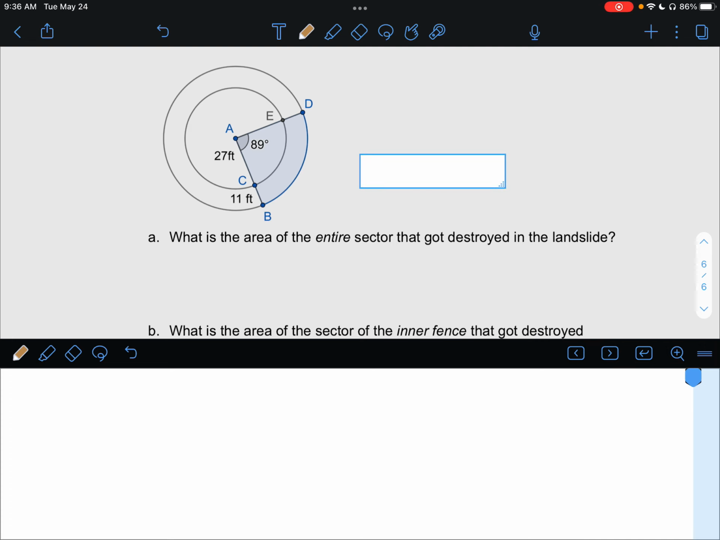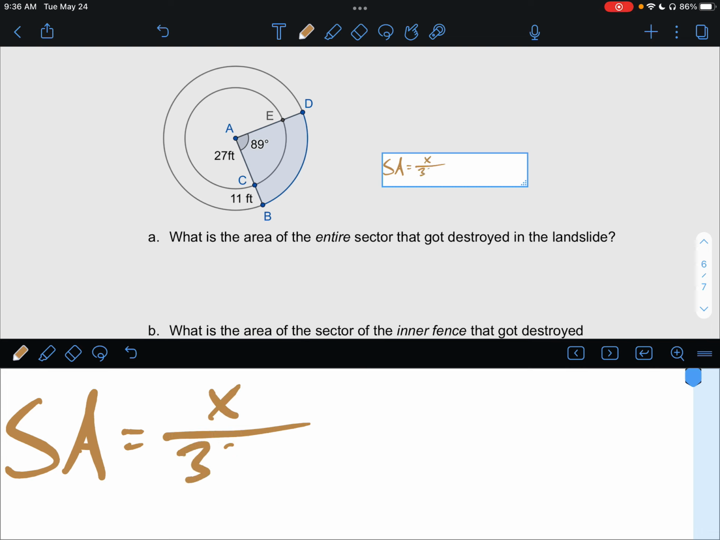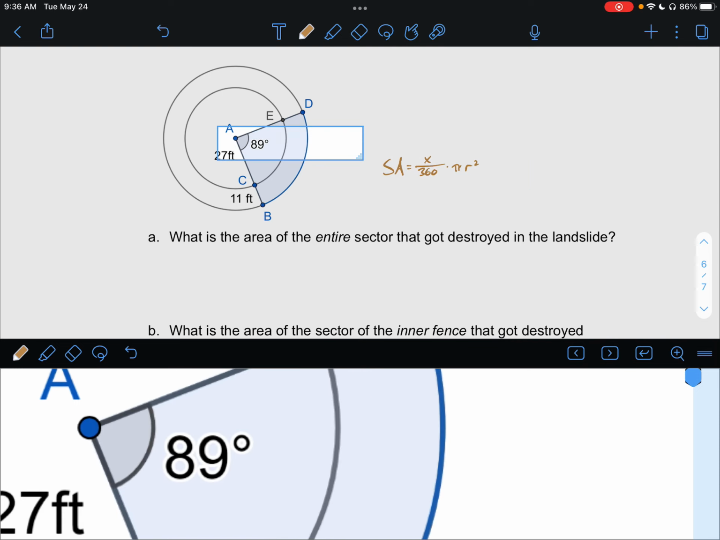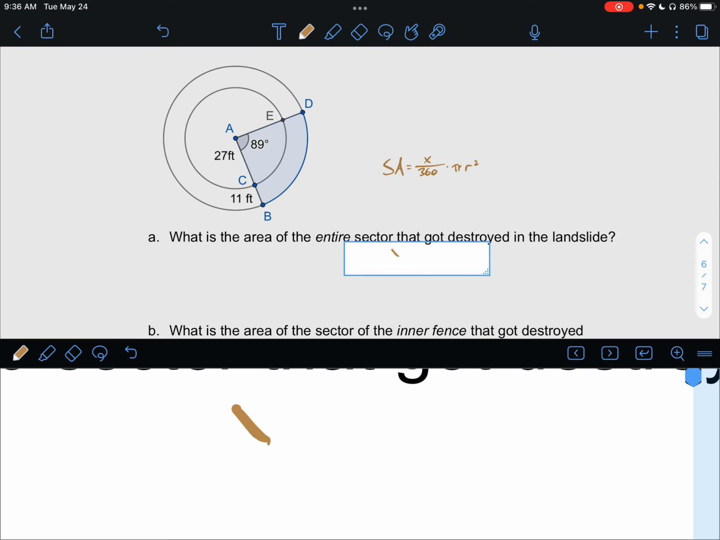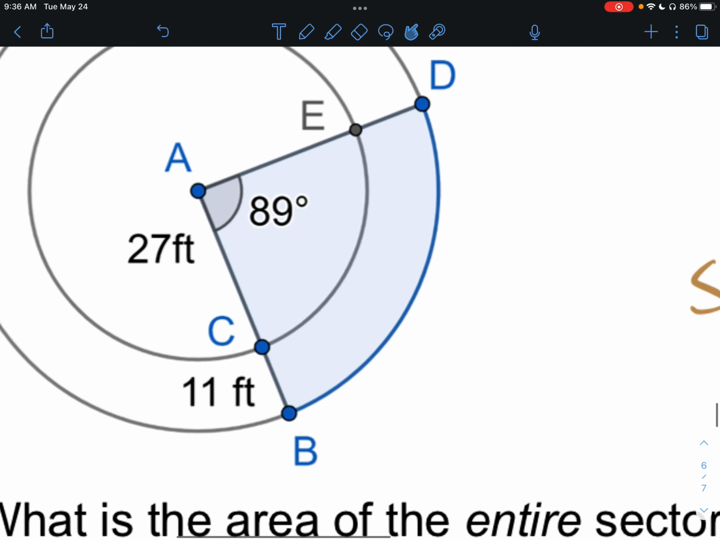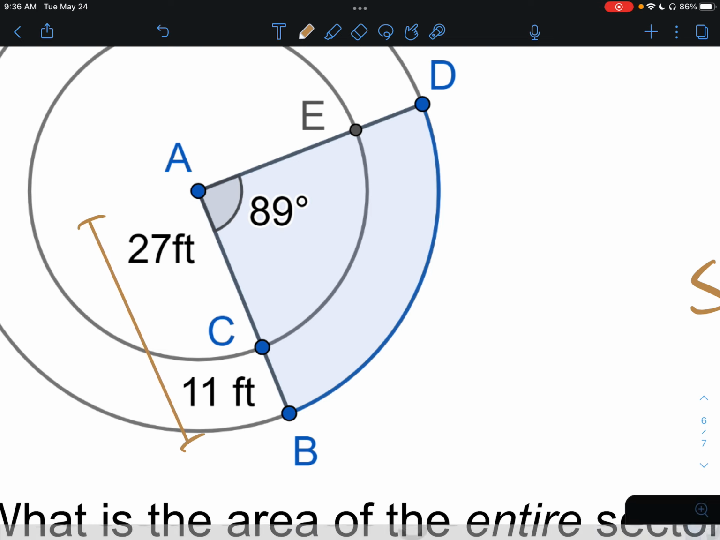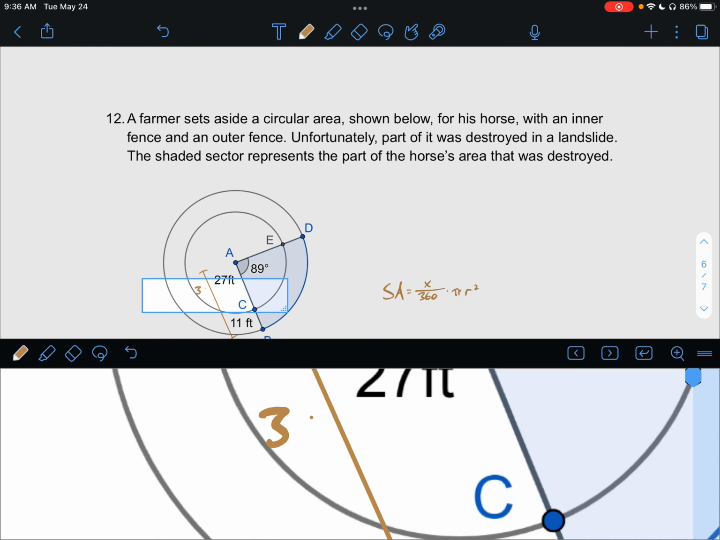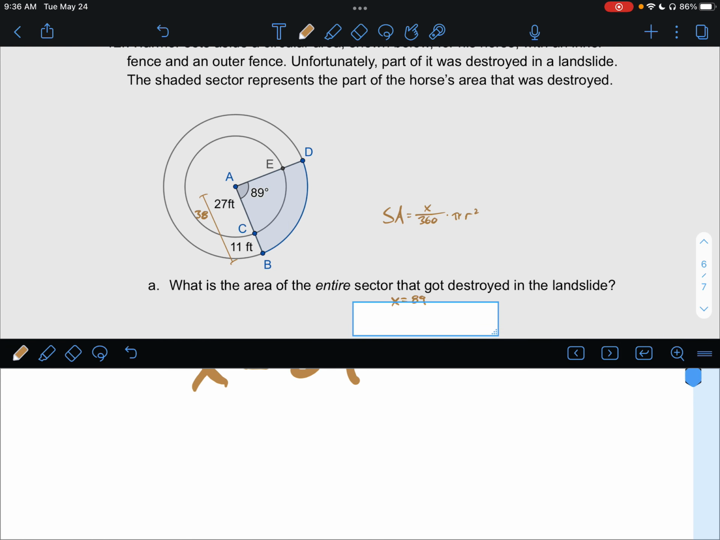So we're going to be using sector area. So my sector area formula is going to be x over 360 times pi r squared. I need to know x, I need to know r. So x is the angle measure, so x equals 89. And r, if I want this entire shaded area, well, I know that from A to C is 27, and from C to B is 11, so 27 plus 11 is going to be 38 for my radius. So that whole distance is 38, so my r equals 38.